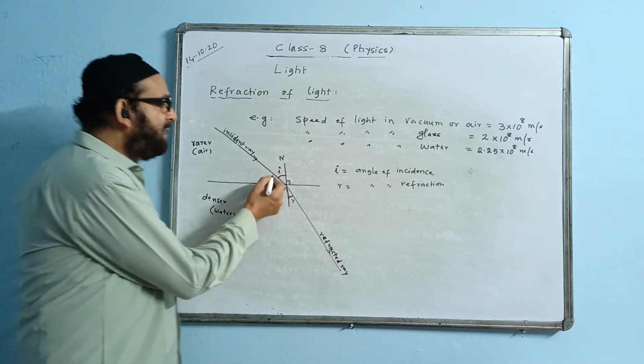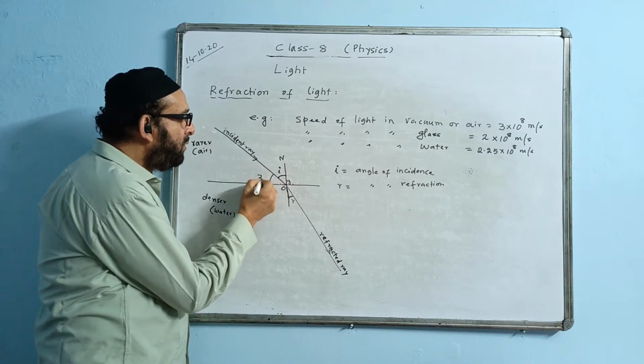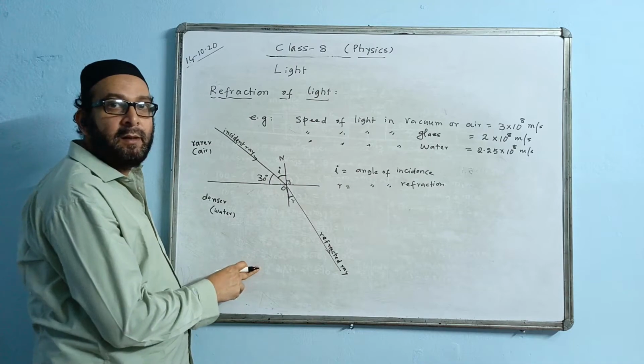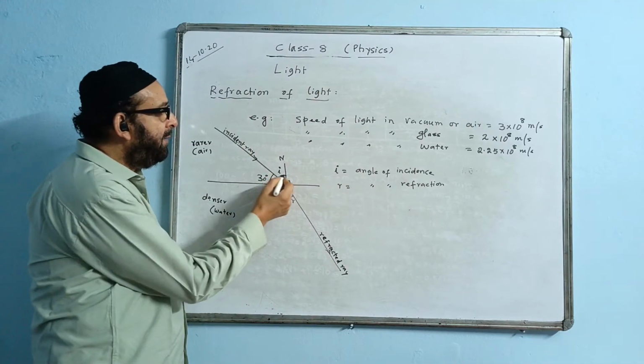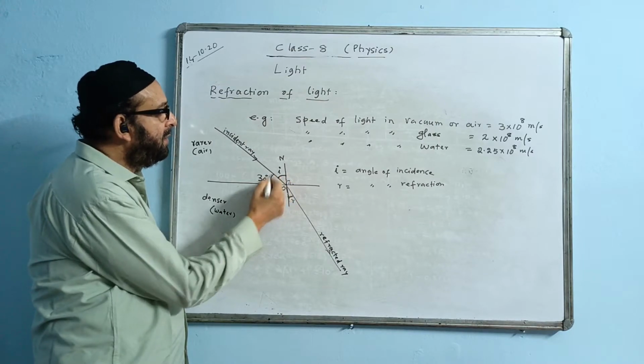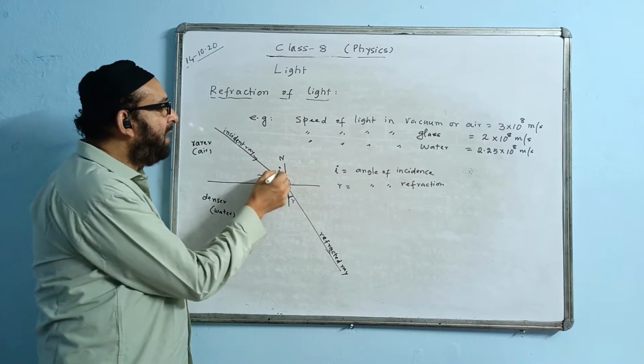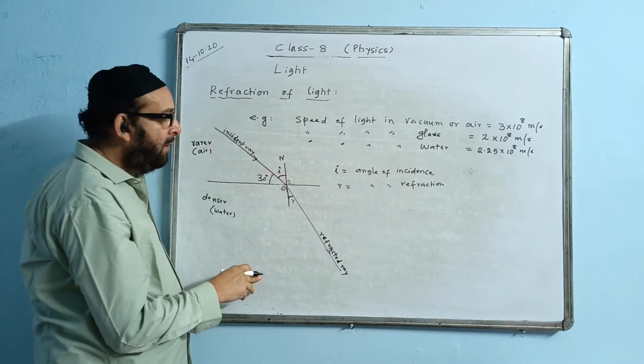Suppose this angle is given to us as 30 degrees. What is the value of I then? The whole angle is 90 degrees. Remember, the normal makes a total 90 degree angle. This side is 90 degrees, and this side is also another 90 degrees. If this is 30, then the I value will come to 60 degrees.